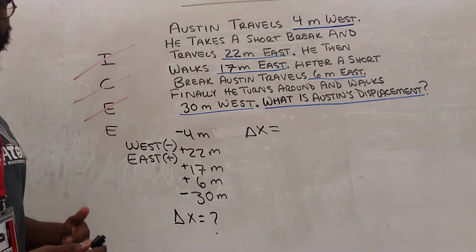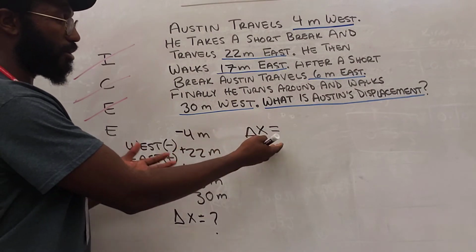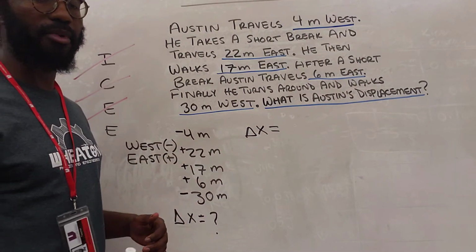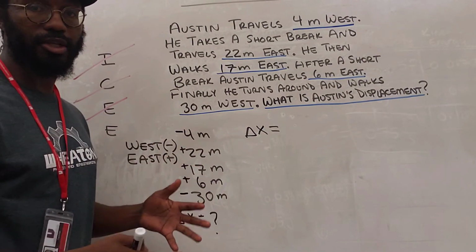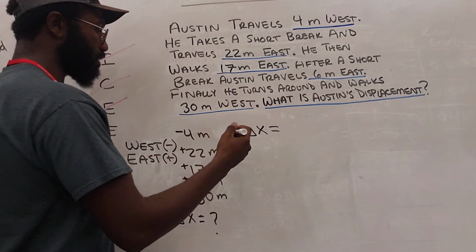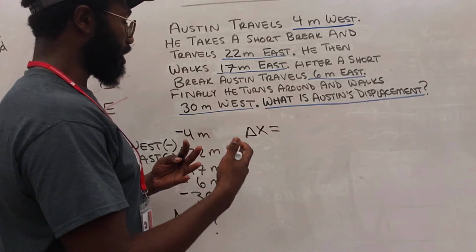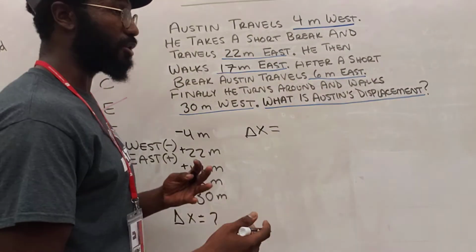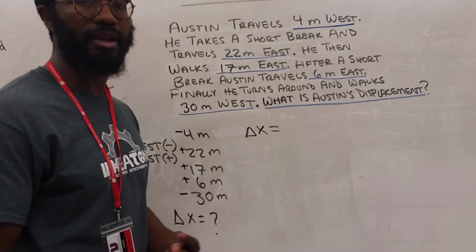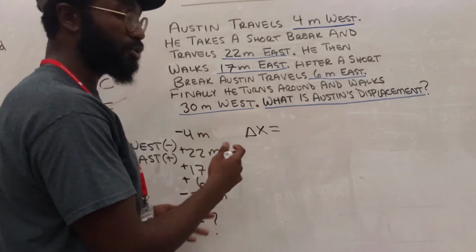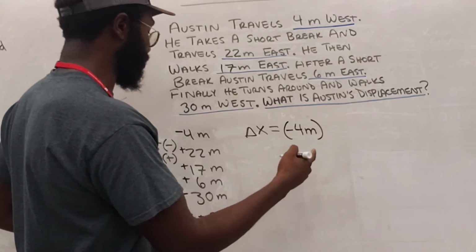All right, now the final step of the ICE method is to evaluate. So I'm going to evaluate this equation, which is telling me that my displacement is equal to all of my smaller displacements added up. So let's go ahead and combine these. So again, remember, when I plug in my measurements, I'm going to always use parentheses so I don't get confused on what the negative sign belongs to, which measurement does my negative sign belong to, or confuse my numbers with each other. So we have -4 meters. Again, that just means it's 4 meters west.